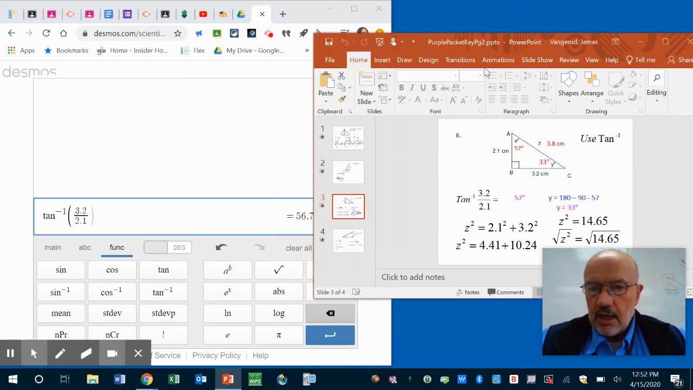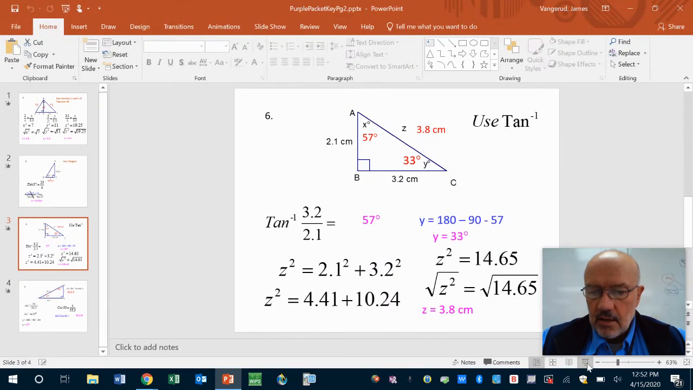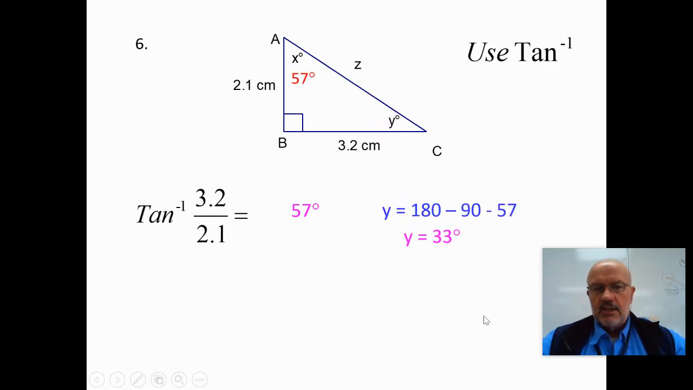And you're kind of getting a sneak preview of what comes next. Obviously, we can use what we know about triangle angles. So 180 minus 90 minus 57 is 33. So we found Y rather easily. Z, how will we find Z? Well, you got a lot of options here.